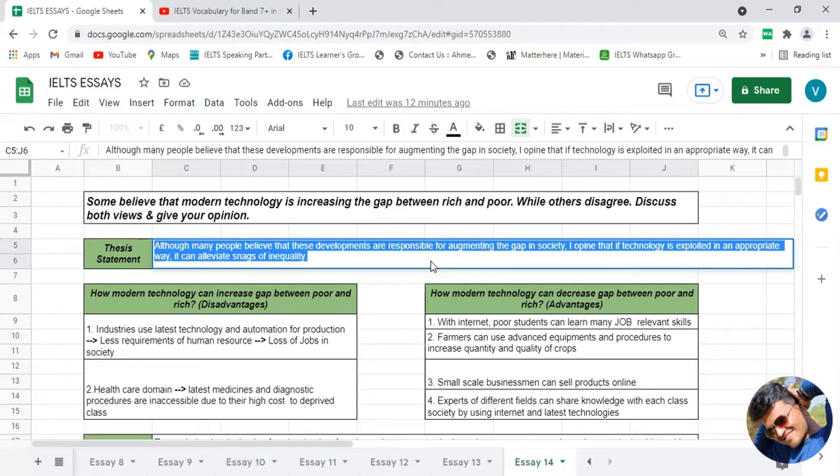So this is how we can write. These are the points by using which we can develop our introduction paragraph. Now it's time to see how our introduction paragraph can be developed by using these points. So let's see the same in the next slide.